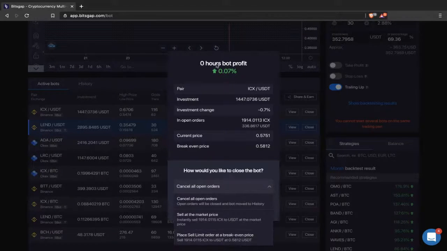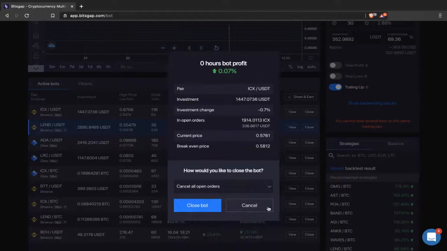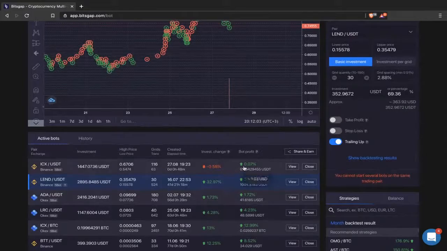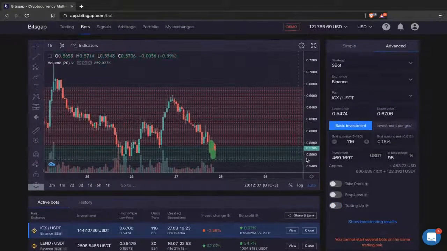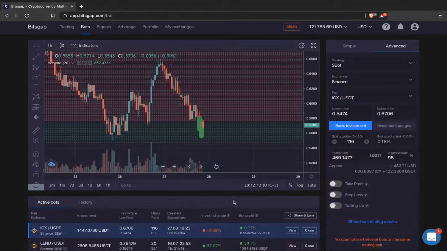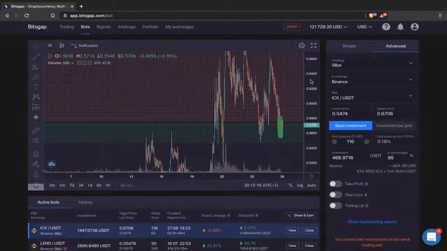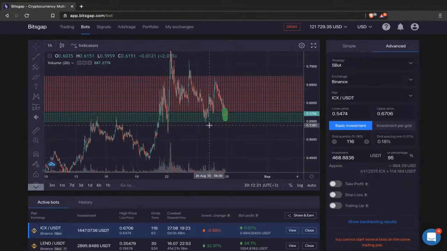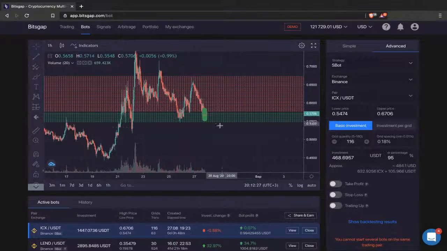And for this setup, icon trading to USDT, you see my break-even is this price, 0.5812. So as soon as the price reaches this level, which is over here, my investment change is going to be 0, and by that I avoid any losses. All right, but there is no trading configuration that will always bring you profits and you won't be affected by the falling market. But at least we have all of these features, even built-in features, that minimize your losses on a falling market.